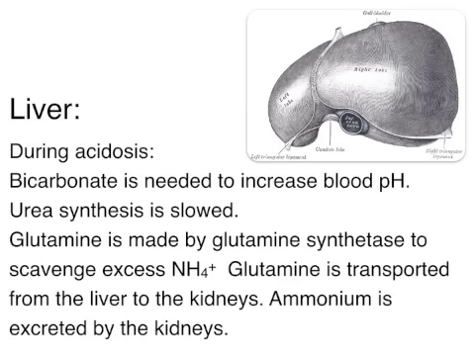During periods of acidosis, bicarbonate is needed in order to increase blood pH. And because the bicarbonate is used in this way, there's less for use in the urea cycle. And so urea synthesis is slowed. But if the urea cycle is slowed down, what are we going to do with all that excess ammonium? That can be used to make glutamine. And so glutamine is made by glutamine synthetase in order to scavenge excess ammonium. This glutamine can then be transported from the liver to the kidneys, and the glutamine is broken down and ammonium is excreted by the kidneys.